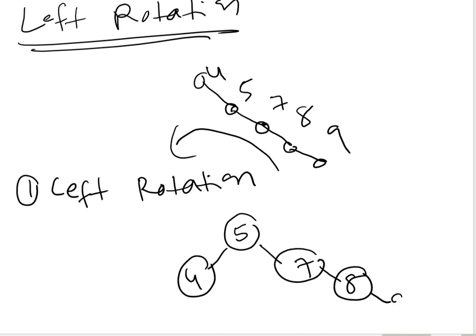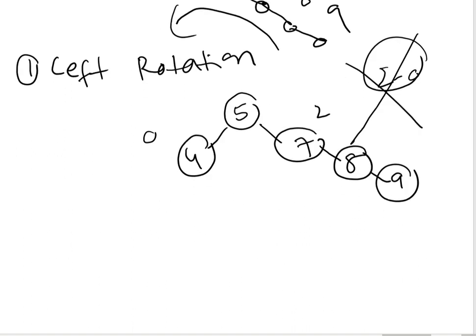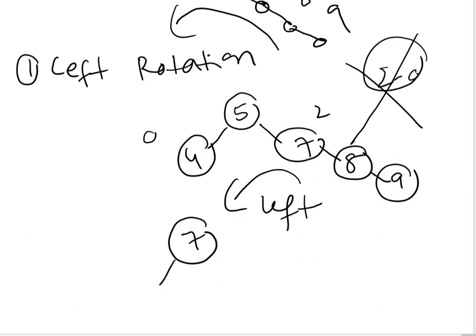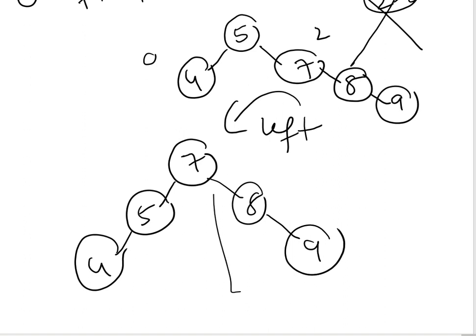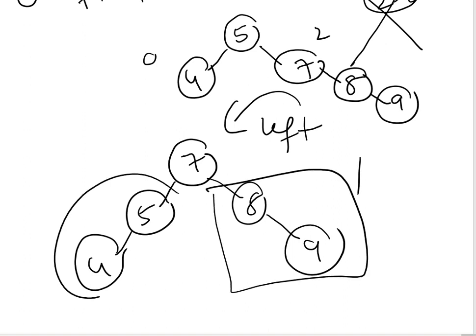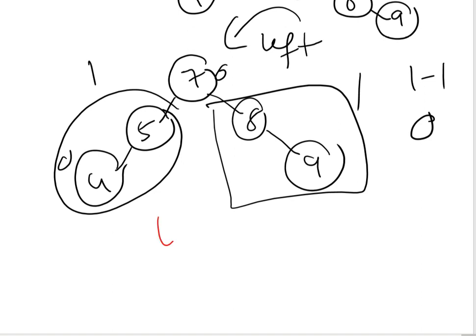7, 8, 9. So what is the height here? 0, 1, 2. 0 minus 2. Not a balanced tree. So you still perform left rotation again. Then what happened? 7, 5, 4, 8, 9. What is the height of this one? 1. This one? 1. 0, 1. 1 minus 1? 0.